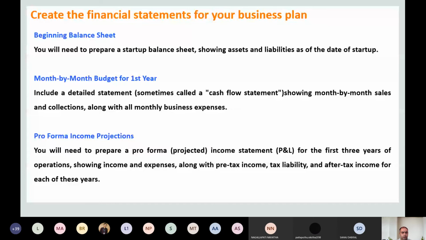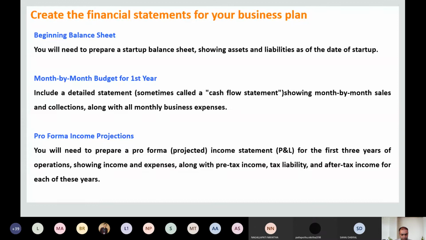Then we have to add the pro forma of income projections. So pro forma here means the income statements. So what is the income statement for the first 3 years? You are going to show what the income is, what the expenses are, what your income is before paying the income tax, and what your income is after paying the tax. So all these things you are going to list. So this will give you the pro forma of income projection.